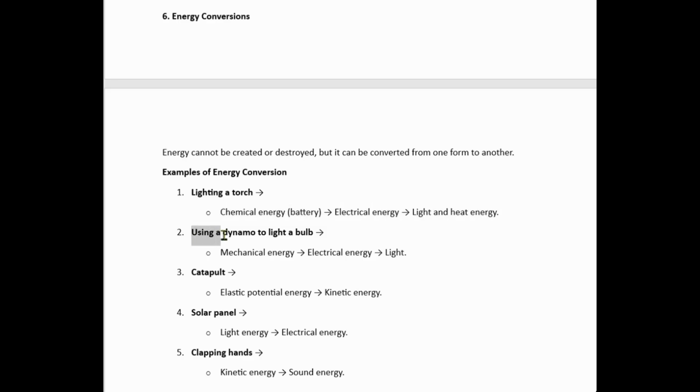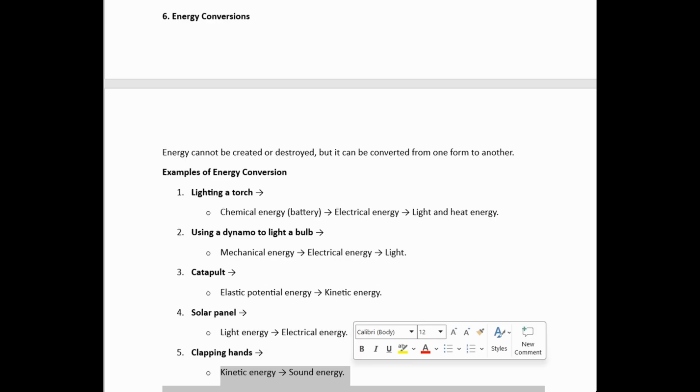Another energy conversion is using a dynamo to light a bulb, which means mechanical force has to be applied, then that will produce electrical energy, which will later produce light. Catapult. Elastic potential energy is stored in the catapult, then changed into kinetic energy, which is moving energy, right? Solar panel. Light energy from the sun is later converted into electrical energy through the cells. Then clapping hands. Kinetic energy from moving hands will produce sound energy, right?